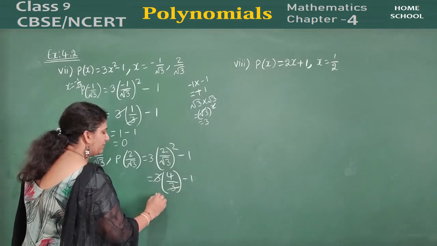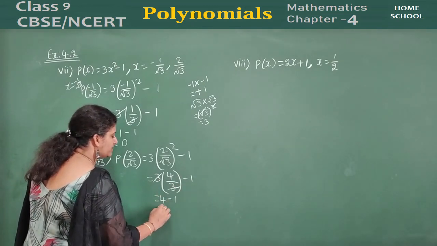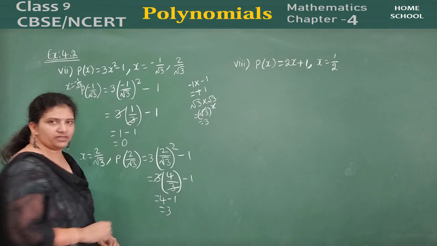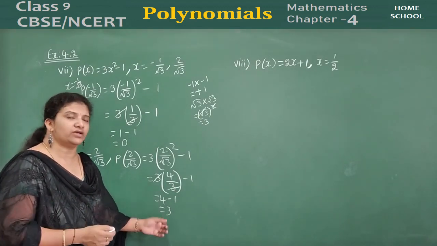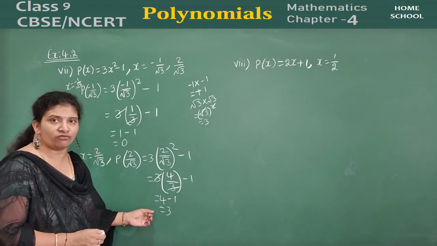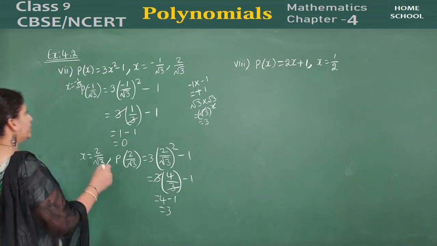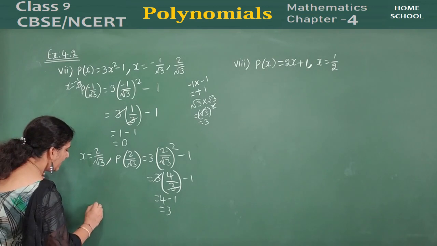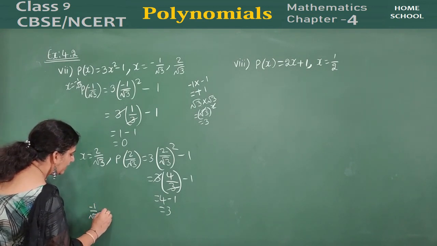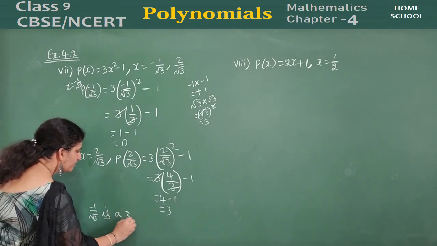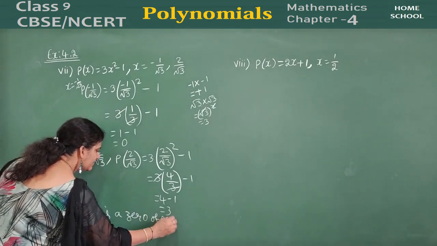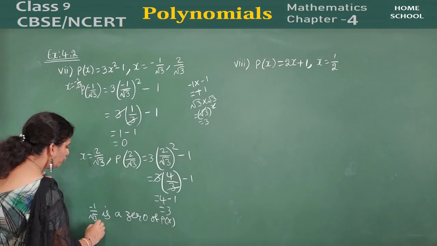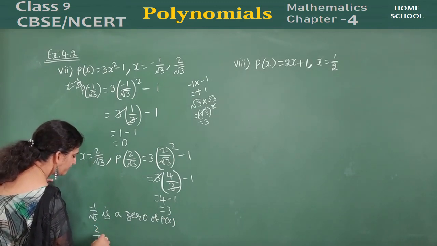This 3 will be cancelled. You are left with 4 minus 1. It will be 3. Did you get your answer 0? No, the value is different. So this is not a zero of the polynomial. So what can you write here? Minus 1 by root 3 is a zero of P of x, and 2 by root 3 is not.